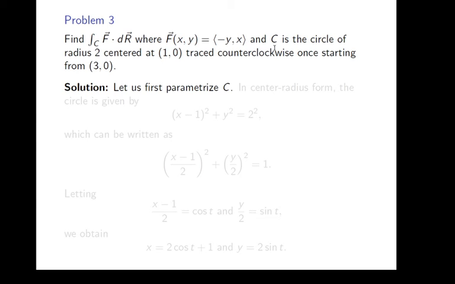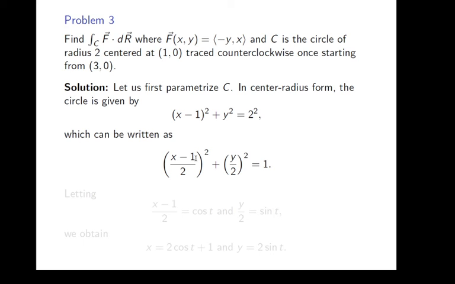So the curve C is a circle, so we can write C in the center radius form. The circle in the center radius form is given by (x minus 1) squared plus y squared equals 2 squared. Now we can divide this equation by 4, and so the equation for the circle can be rewritten as ((x minus 1) over 2) squared plus (y over 2) squared equals 1. So we can let the expression (x minus 1) over 2 be cosine t and the expression y over 2 be sine t. And so we have (x minus 1) over 2 equals cosine of t, and y over 2 is equal to sine of t.